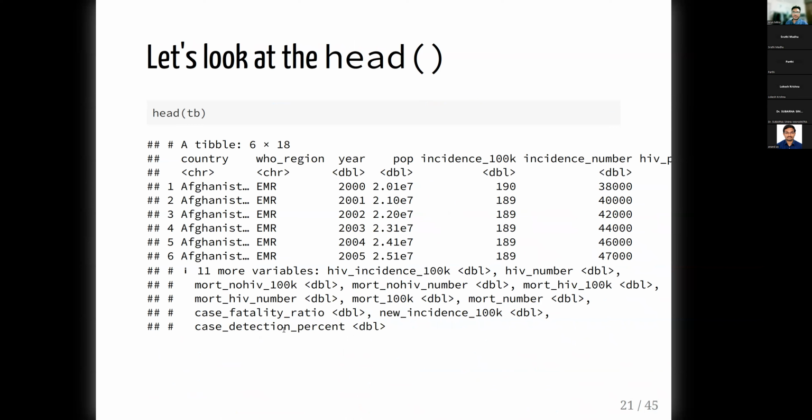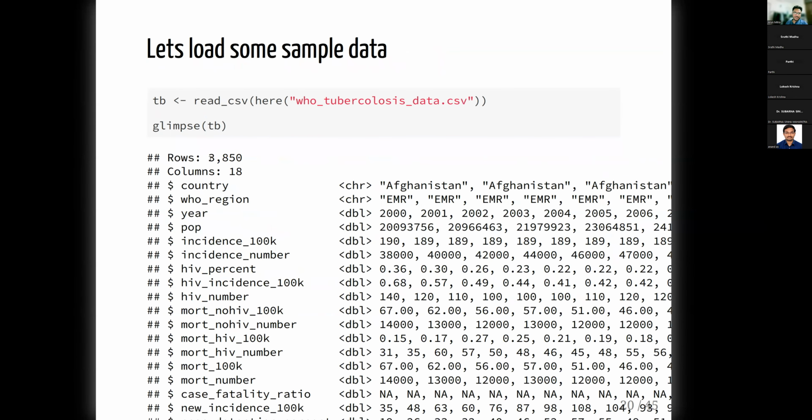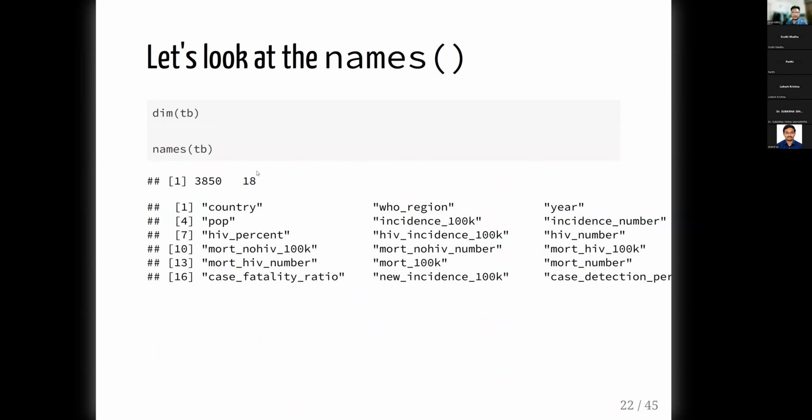Okay. So if I want to look at the first 6 rows of the data, I'll just say head. Head is a function again. Head TB, and whatever we saw in the glimpse, it is going to show us like this. It says country, WHO region, and so on. There are 11 more variables, HIV incidence, which is double, HIV number, double, and all of that. Just like we looked at dimensions, how many rows and how many columns? If you go back, 3,850 rows and 18 columns. Similarly, it's saying this, correct?